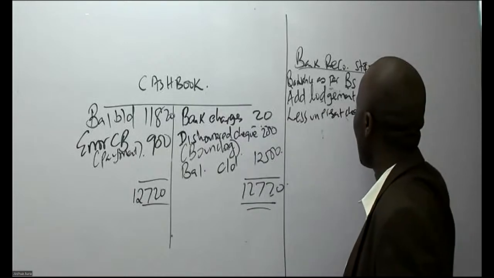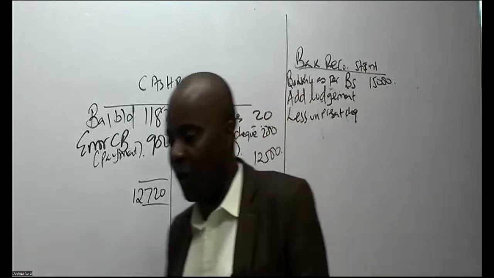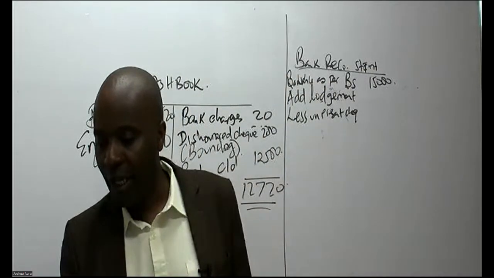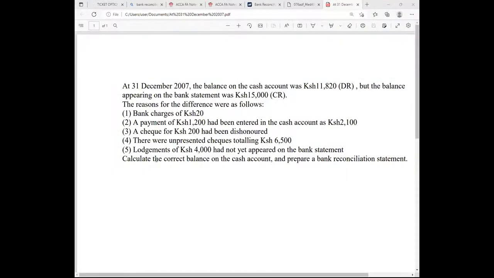Any unpresented checks here. So lodgements, have they given us lodgements, ladies and gentlemen? Let's check here. They've told us, note 5, lodgements were 4,000. And then unpresented checks that I'm subtracting here, from note number 4, was 6,500.